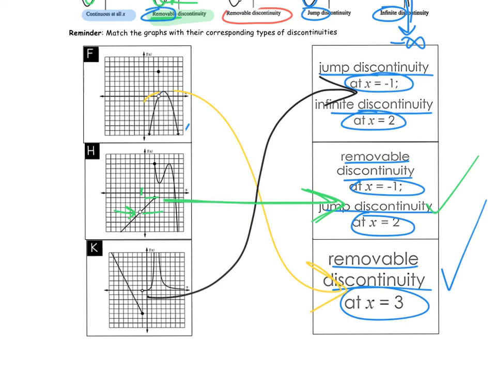And then lastly, we have our jump discontinuity at x equaling -1. So I had a jump at x equaling -1 to go to here. And we have an infinite discontinuity at x equaling 2, so that means we have that vertical asymptote here. Okay. Now, there is one more thing I do just want to bring up, back at the top.